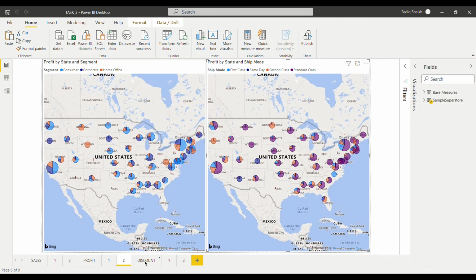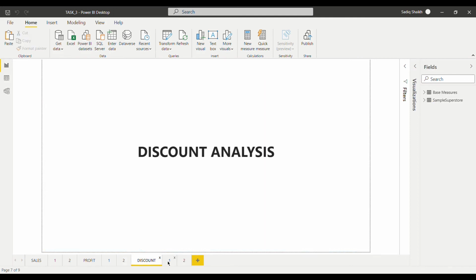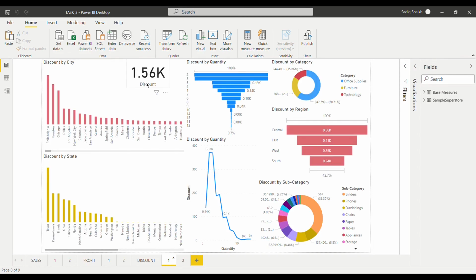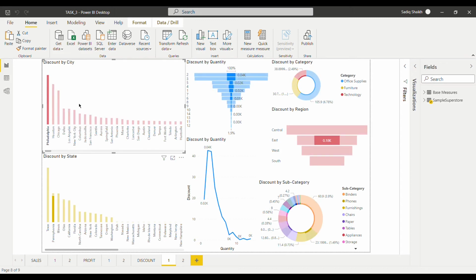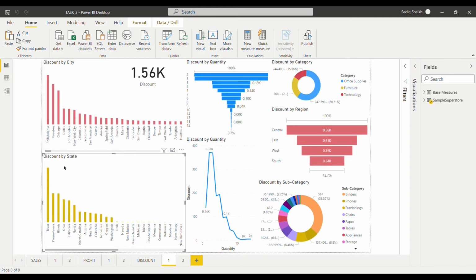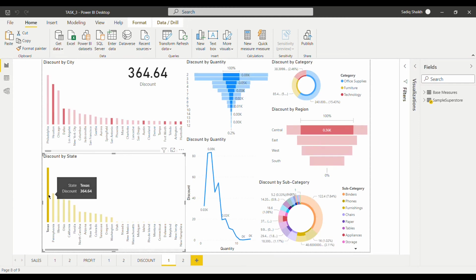Then the third part of the analysis is the discount section. If we have a look at the discount section, around 1.56k in discounts have been given by the company, and among this, the city with the highest discounts is Philadelphia. Among which we can say this is the state of Philadelphia, and if we uncheck this, then as per the state, Texas has the highest discounts earned by the people of Texas, among which Houston is the city which ranks first in the state of Texas in terms of earning the discounts.